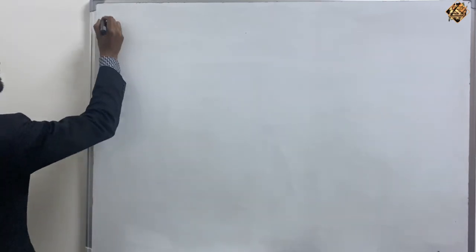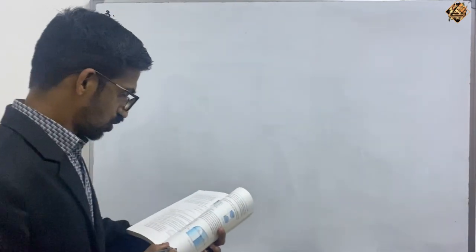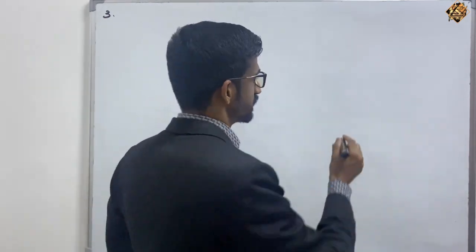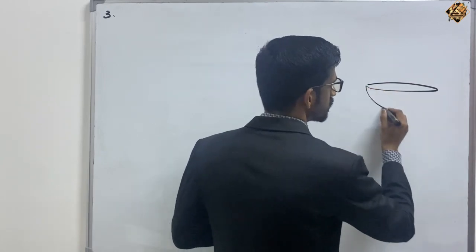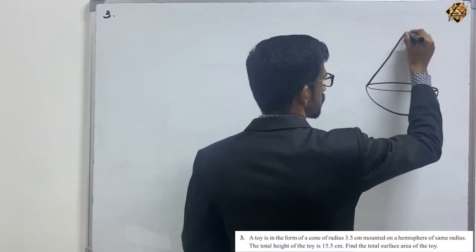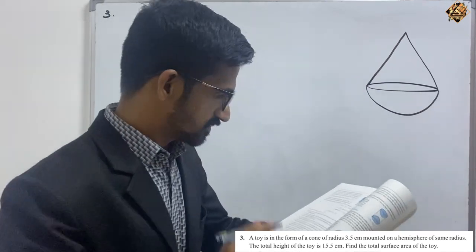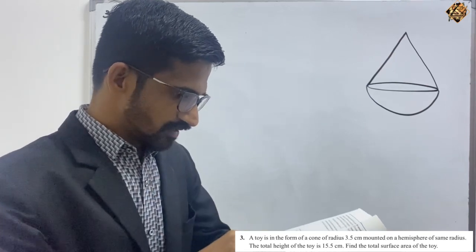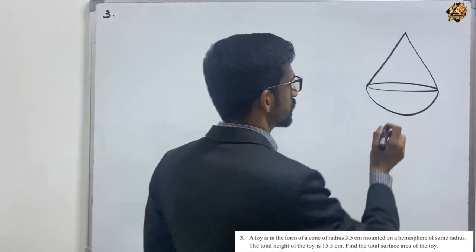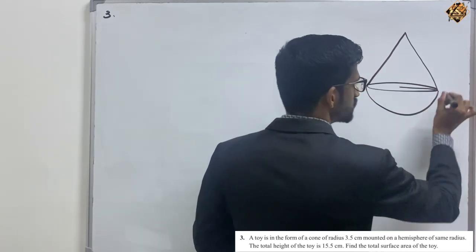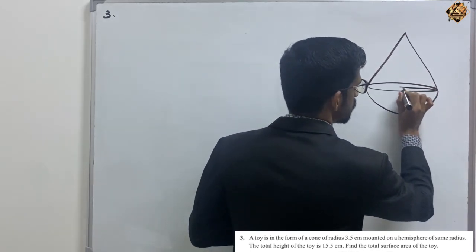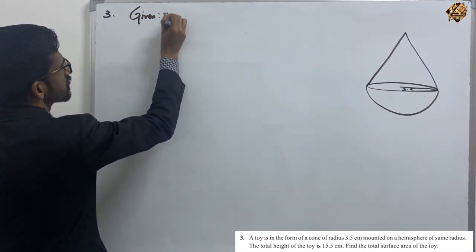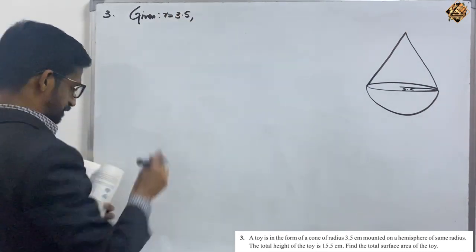Question number 3. In the question it is given that a toy is in the form of a cone of radius 3.5 centimeter mounted on a hemisphere. On a hemisphere, a cone is placed. This is the shape of the toy, and it's given that the radius of the cone is 3.5. So that will be the radius of the hemisphere also. So it's given that radius equal to 3.5.